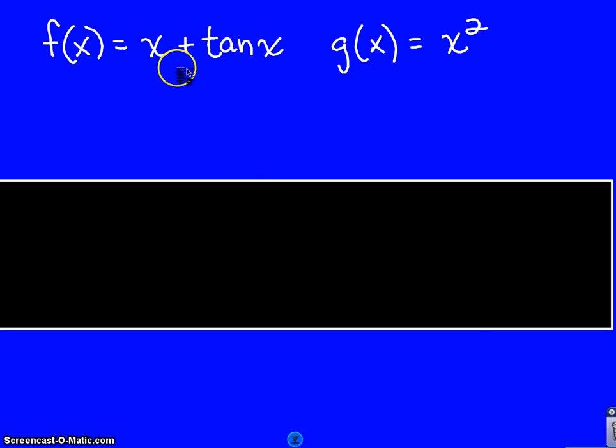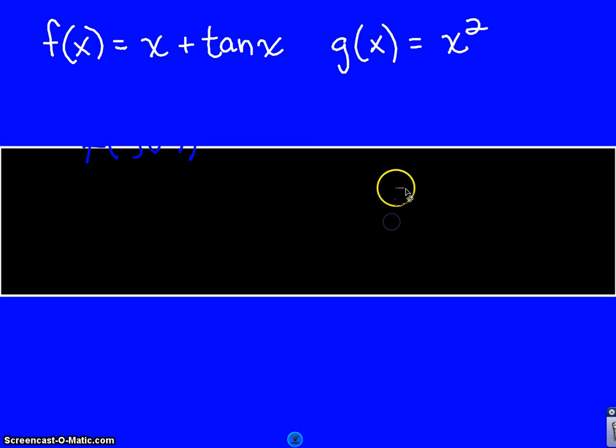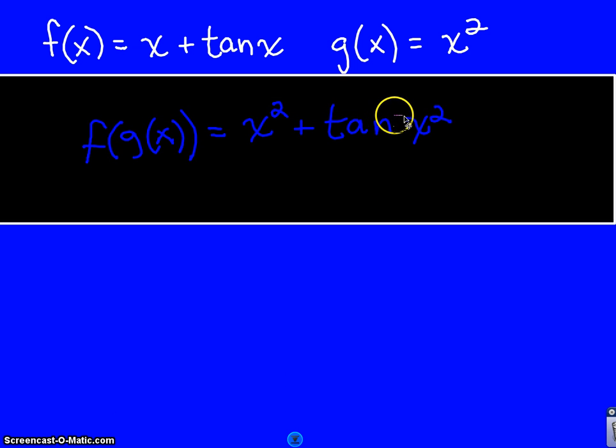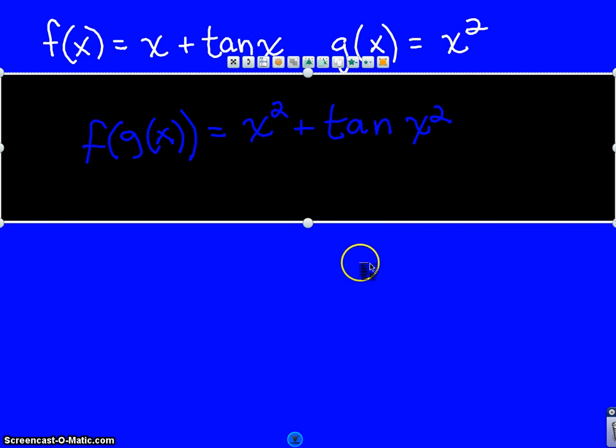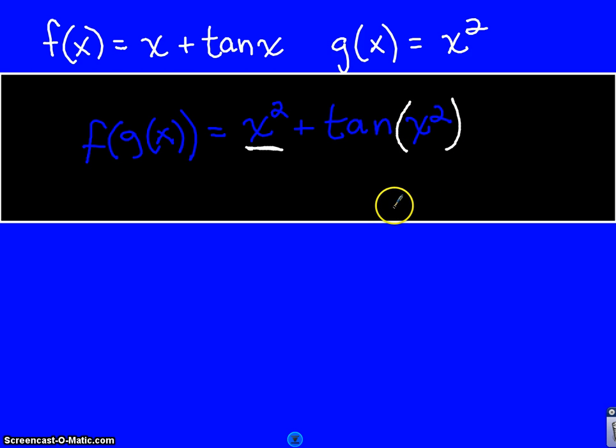Our last one here is x plus tangent x, and we are going to put x squared inside that. Everywhere we see an x, we are going to replace it with our inside function, x squared. And this is the result. We put x squared in for x here, and we put x squared in for x here. Again, you may see parentheses around this sometimes to group it as the tangent of x squared.